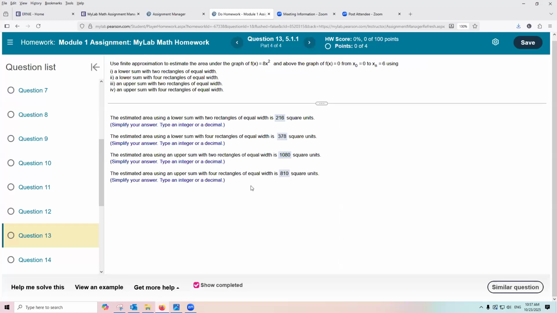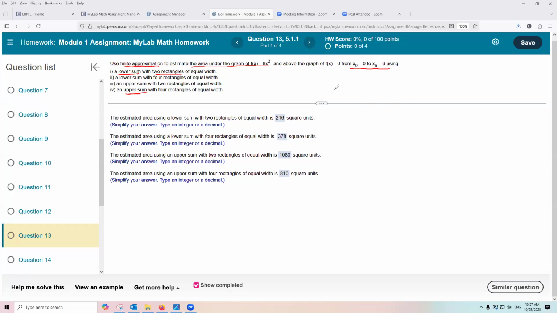All right, now these examples here are a little tricky, but let's do a few of these examples and see what they're asking. It says use an approximation method to estimate the area under the graph between x equals 0 and x equals 6 using two rectangles of equal width. And notice it says lower sum. So we have to understand, what do they mean by lower sum versus upper sum?